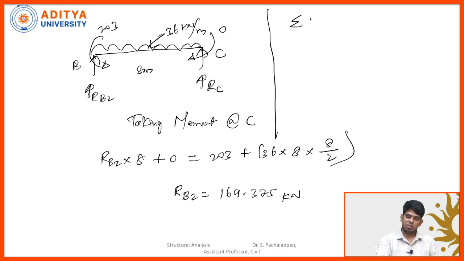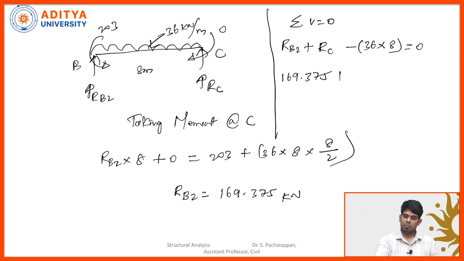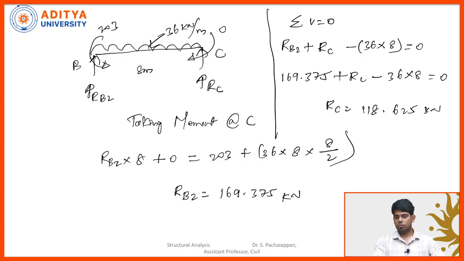I need to put summation of all the vertical forces equal to 0. So this is RB2 vertically upward direction, RC vertically upward direction, minus 36 multiplied by 8 acting in a downward direction, equal to 0. So we got the RB2 value, which is nothing but 169.375, plus RC we don't know, and this is 36 multiplied by 8, equal to 0. So RC is equal to 118.625 kilonewton.